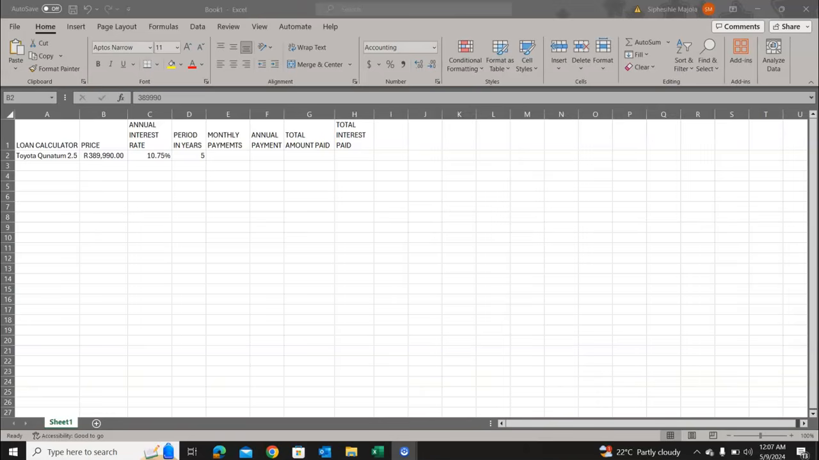Right. So, as far as I've been informed, this is the area in which you're experiencing problems. So I did not do the whole spreadsheet, I just did this part of the spreadsheet, because I was told that you are having problems with the PMT formula.